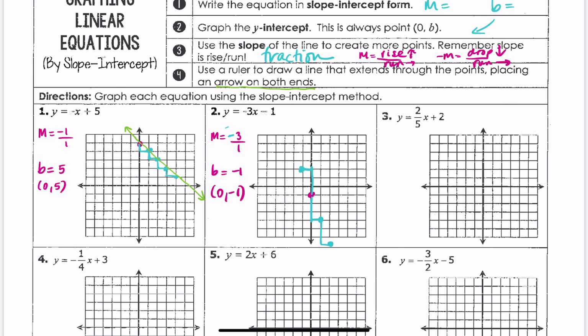So there's some points. I'm going to draw my line again through all the points, and I'm going to put arrows on each end. There's my line for y equals -3x minus 1.